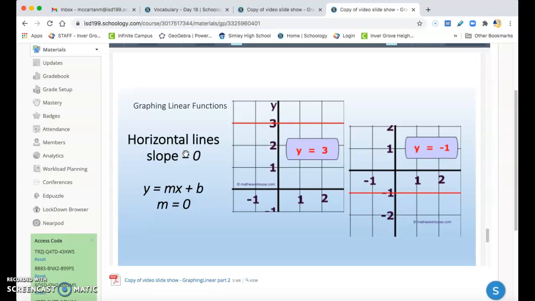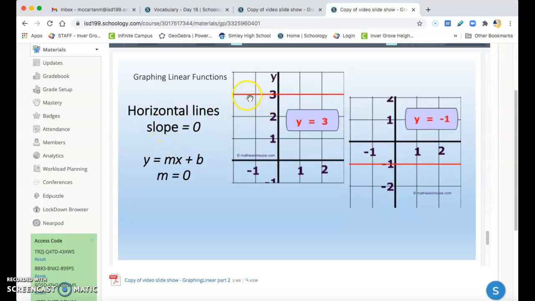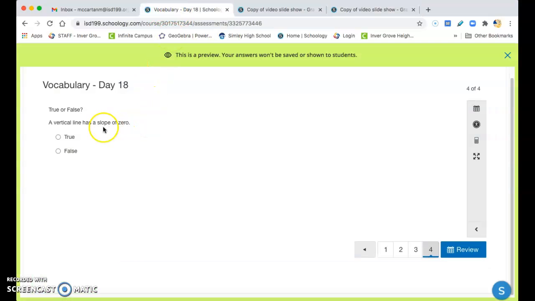What's this say? Ooh, there's a slope of 0. But that's a horizontal line. Slope of 0 for a horizontal line. Okay, you decide. A vertical line has a slope of 0. Is that true or false? All right.